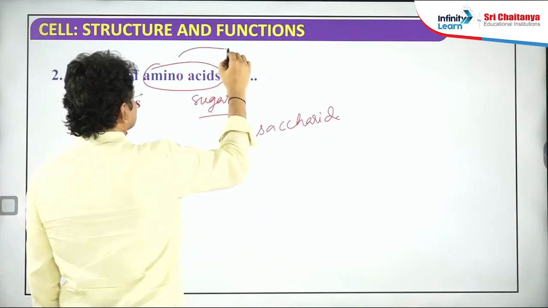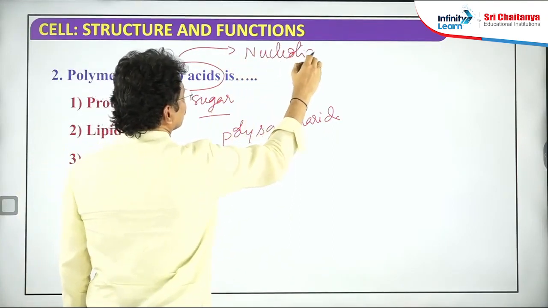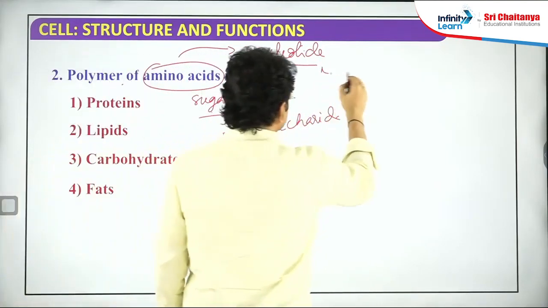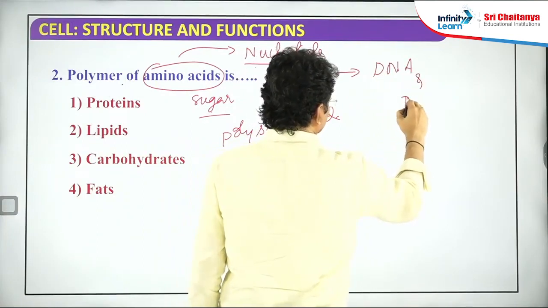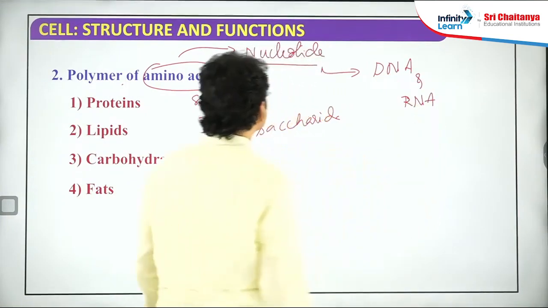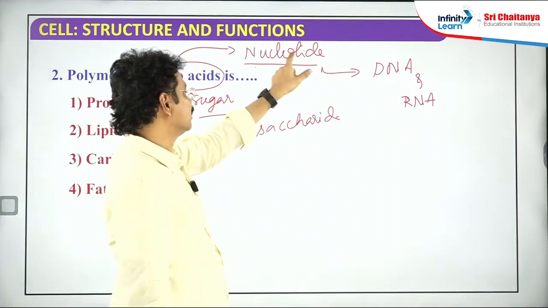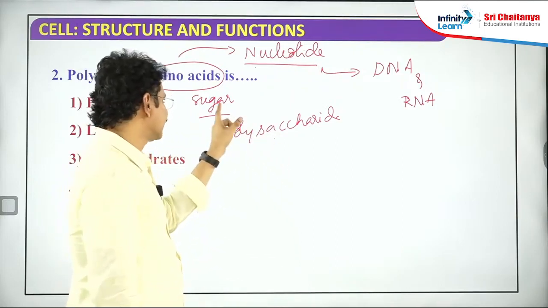If that structural unit is a nucleotide, the polymer of nucleotides is DNA and RNA. What are the structural units of the DNA, RNA? Nucleotide. The structural units of the polysaccharide?